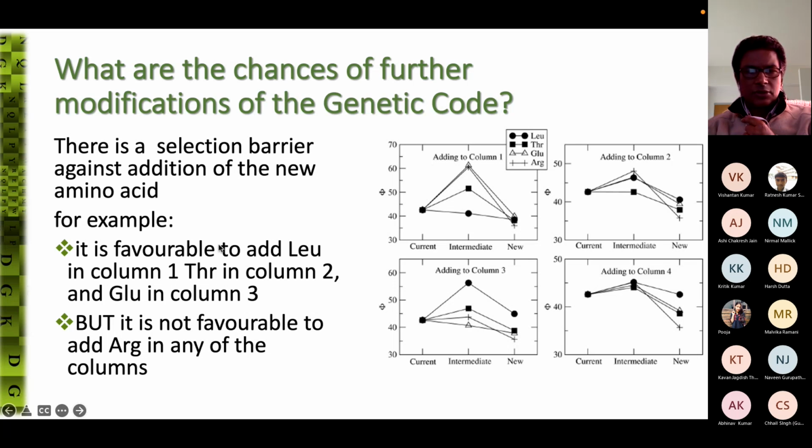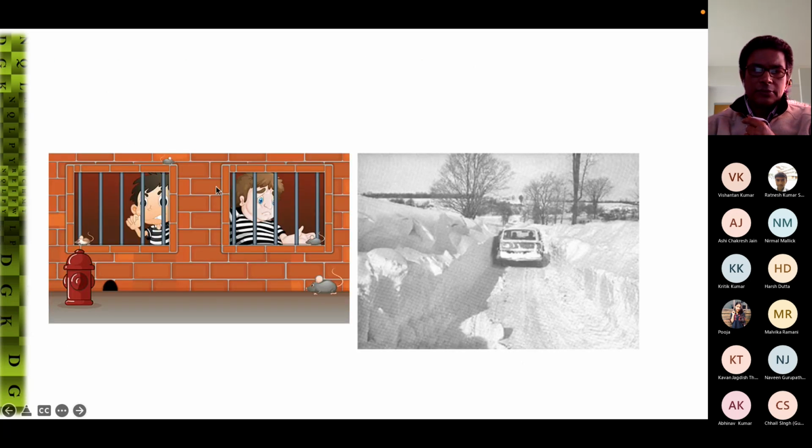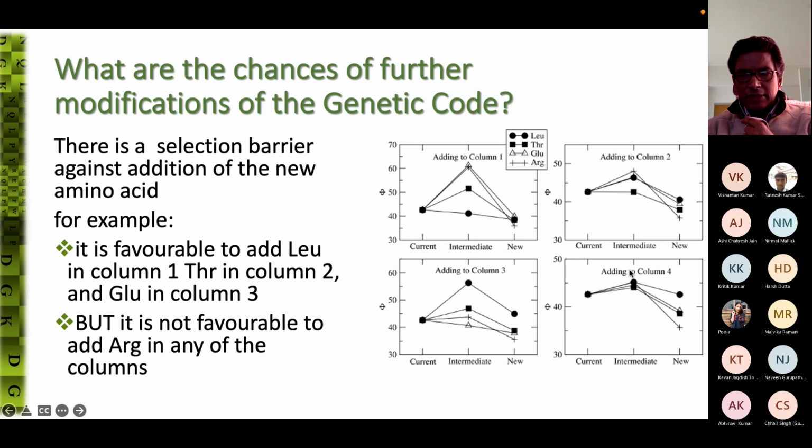Sorry. Here we see that the barrier is there, and obviously for arginine, because the barrier occurs here, this cannot go down further here. So it has to go through that barrier, and that is not energetically favorable. So if the penalty is higher, then it can't go through. So there is a selection barrier for any change that happens in the genetic code.